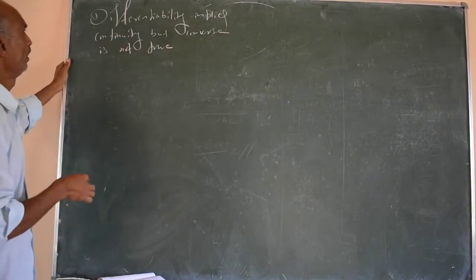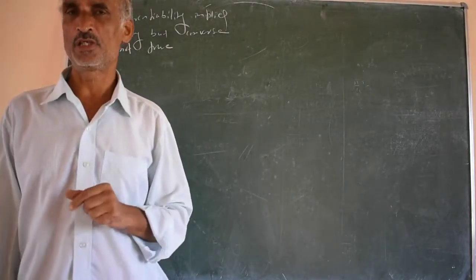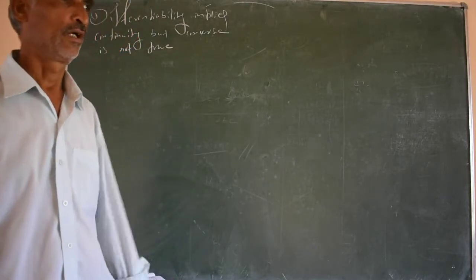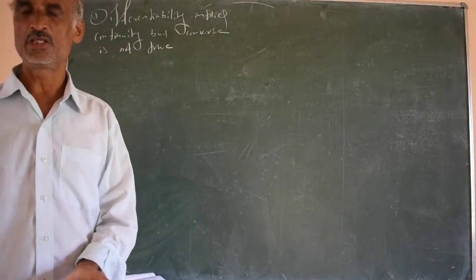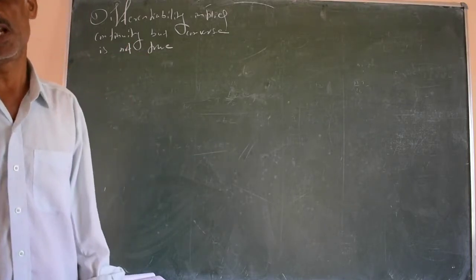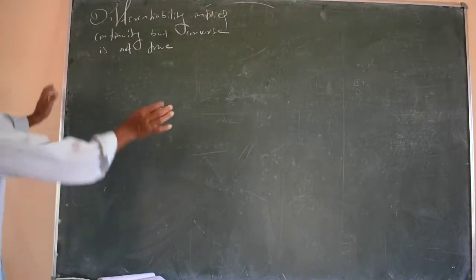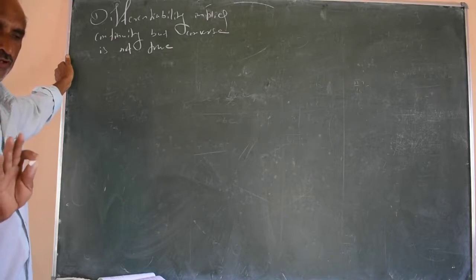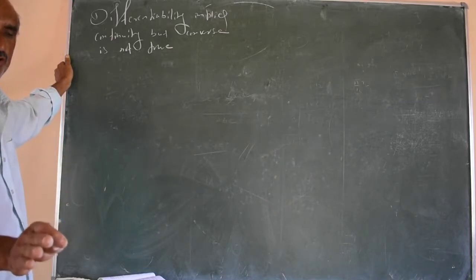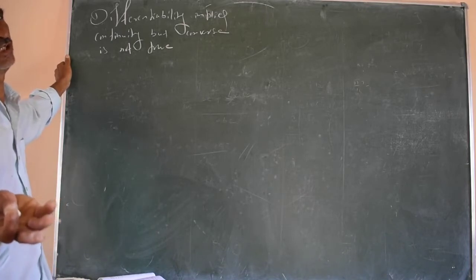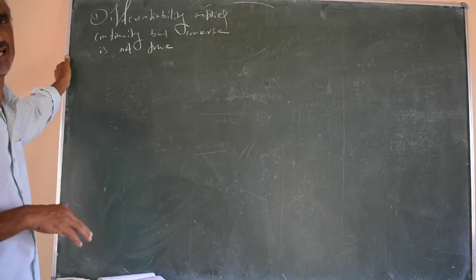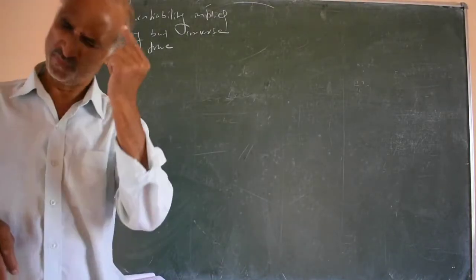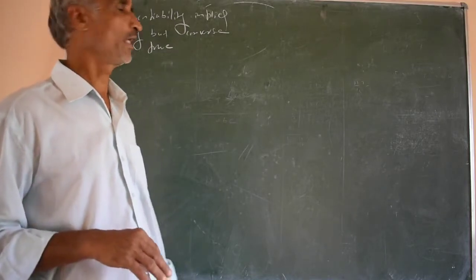What do you mean by that? If a function is differentiable at x is equal to a, then it is continuous at x is equal to a. But if the function is continuous at x is equal to a, it does not mean that it is differentiable at x is equal to a. There is no hard and fast rule. It may be differentiable at x is equal to a, or it may not be. But if a function is differentiable at x is equal to a, it will definitely be continuous at x is equal to a. Okay, let us prove it.